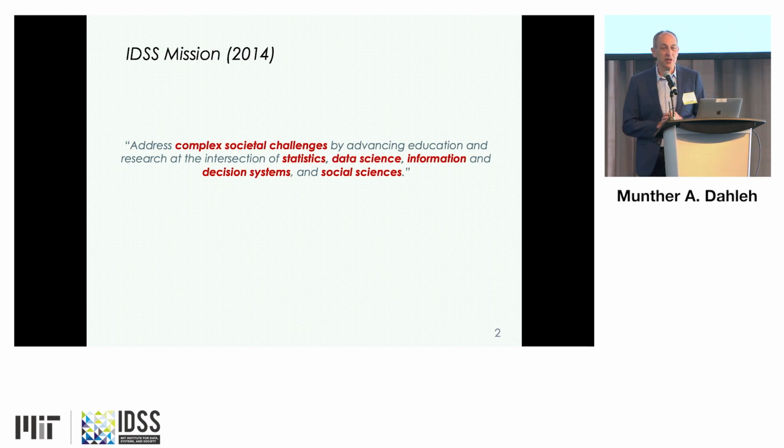Start with the IDSS mission, 2014: address societal challenges by advancing education and research at the intersection of statistics and data science, information and decision systems, and social sciences. Surprisingly, we stuck to that mission. And we built the different parts of IDSS, a group of us, with a whole contribution from our own community and the outside community to help MIT succeed in building this institute, which is across schools, across faculty, and so forth. Today is going to be some samples of the work that we're doing and the outside community is doing that is synergistic with this mission.